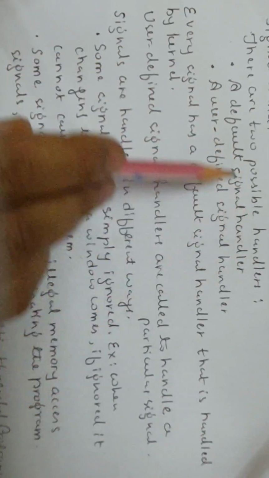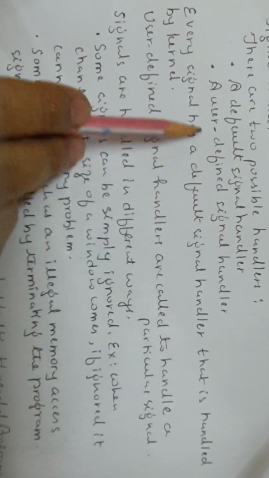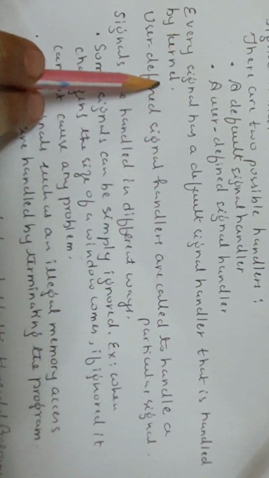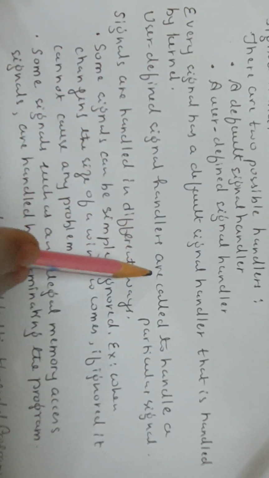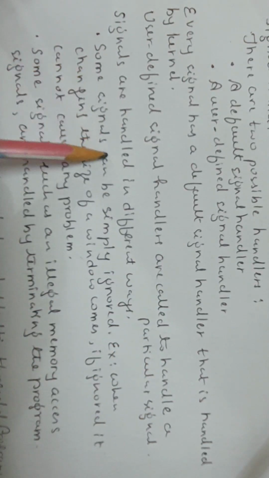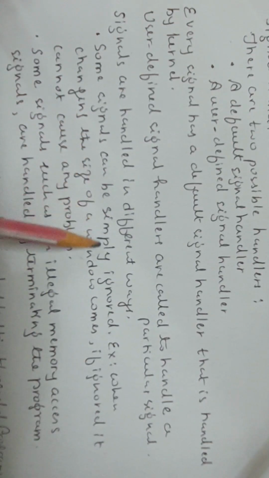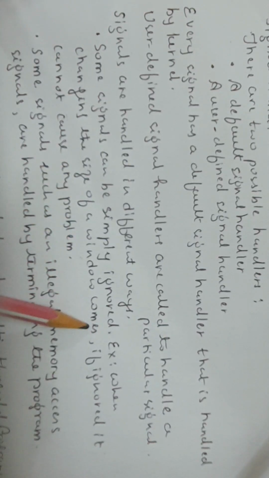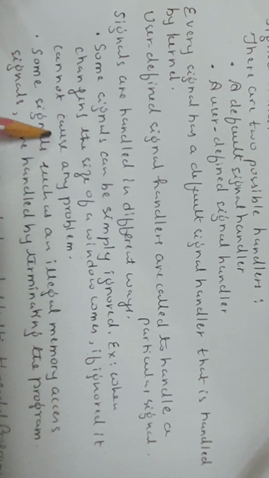There are two possible signal handlers, a default signal handler and a user-defined signal handler. Every signal has a default signal handler, that is, the kernel. User-defined signal handlers are also called to handle a particular signal. Signals are handled in different ways. Some signals can be simply ignored. For example, when the size of a window is changed, that event occurs. It can be ignored; even if ignored, it will not cause any problem. Some signals, such as illegal memory access signals, are handled by terminating the program.